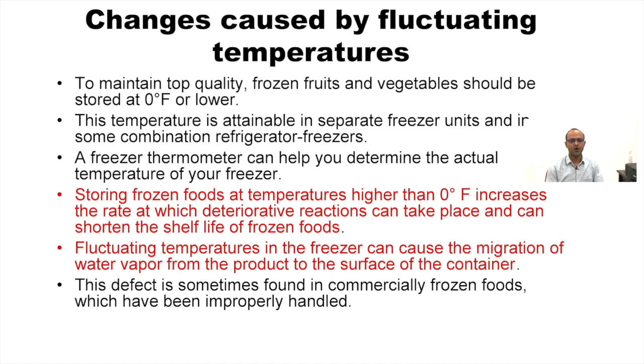Normally, to maintain the top quality, the fruits and vegetables need to be stored at 0 degrees Fahrenheit or lower, meaning minus 17.7, and there should be a separate freezer unit, though sometimes you have a freezer unit combined with the refrigerator unit. Okay, a freezer thermometer can help you to actually determine the temperature of the freezer.